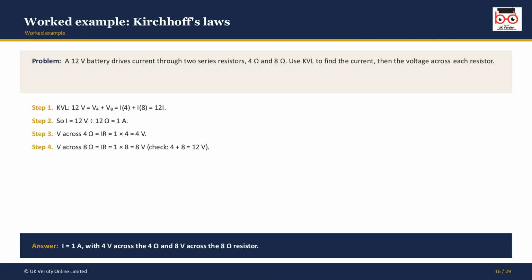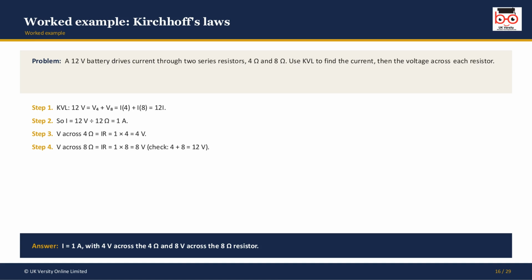A 12-volt battery drives current through 2 series resistors, 4 ohms and 8 ohms. By Kirchhoff's voltage law, 12 volts equals the drop across the 4 plus the drop across the 8, which is 4I plus 8I, or 12I. So the current is 12 volts over 12 ohms, which is 1 ampere.